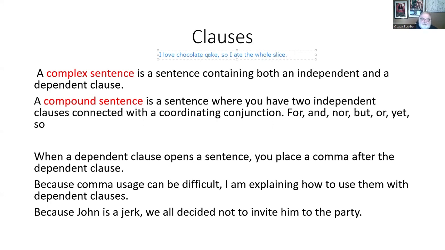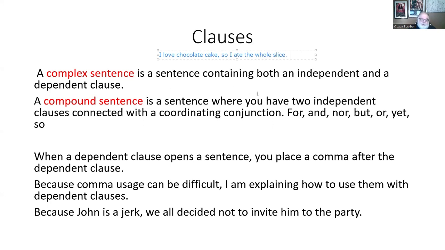This is called a compound sentence. So in a compound sentence, the clause I love chocolate cake is still there. It's still independent. The clause I ate the whole slice, that's still a sentence. It's still independent. So two independent clauses connected with a coordinating conjunction is a compound sentence. The one I was talking about in the last video, where you have a dependent clause connected to an independent clause, and the dependent clause has a subordinating conjunction that makes it subordinate to the other clause, that is called a complex sentence.